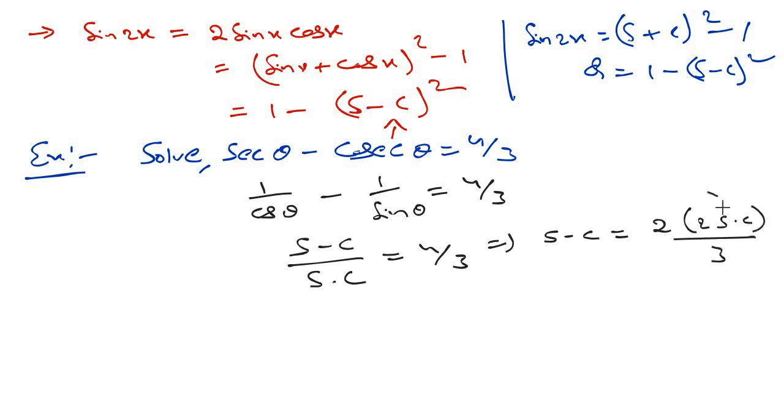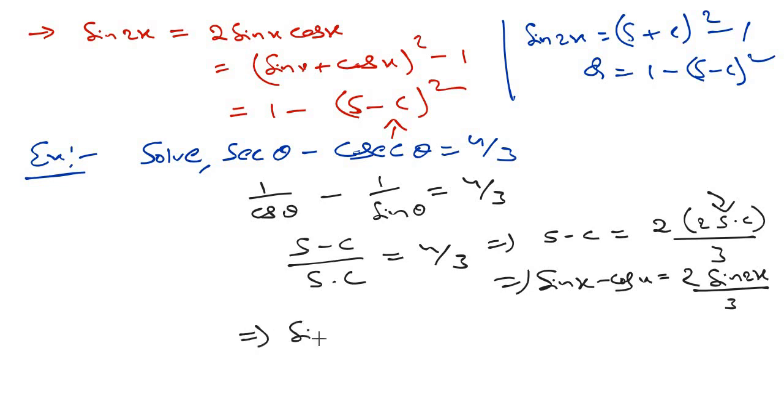That implies clearly sin minus cos equals 2 times 2 sin into cos divided by 3. You can see this is 2 sin x cos x, nothing but sin 2x. So we can write sin x minus cos x equals 2 times sin 2x divided by 3. So we have to use one of the above formulas.